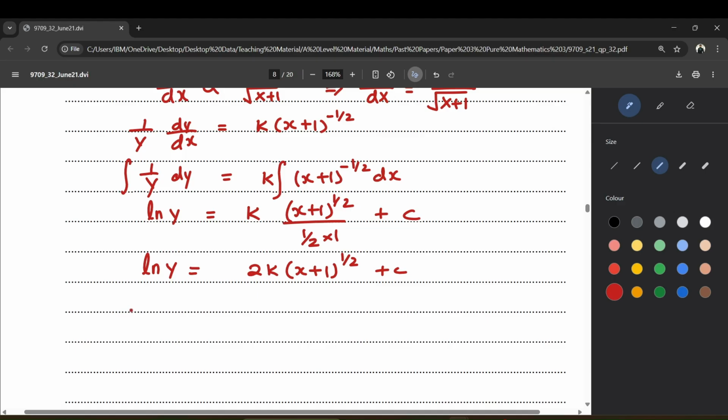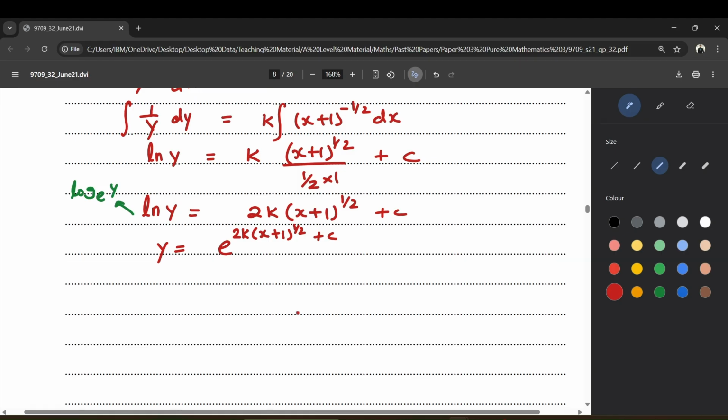Now we can write this in a different form. Ln y is basically log to the base e of y, so I can say that y is equal to e to the power 2k times (x plus 1) to the power of half plus c. Now this part can be further separated. We have 2k, and over here (x plus 1) to the power half I can just write as square root of x plus 1, times e to the power of c.